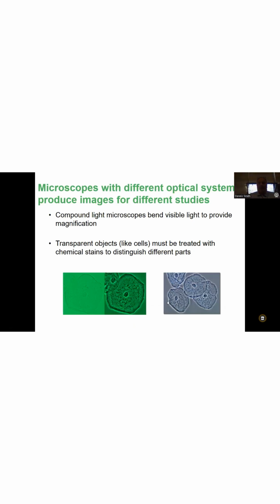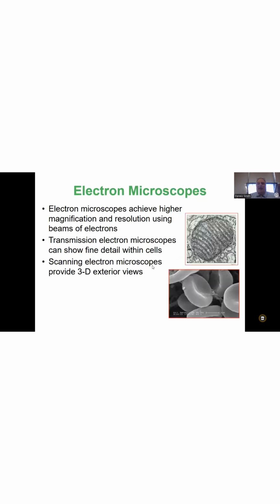So compound light microscopes bend the light around it. This is what you're used to seeing, right? Transparent objects like cells must be treated with dye or a chemical stain to be able to distinguish the different parts. And you can see how this dye has come in. You can see all the little organelles here. You see the nucleus. You see the cell membrane that goes around. If this is a plant cell, that would also be the cell wall. And again, you see how all these things are, but you can't really see a lot, right? The light microscope doesn't really give you a lot.